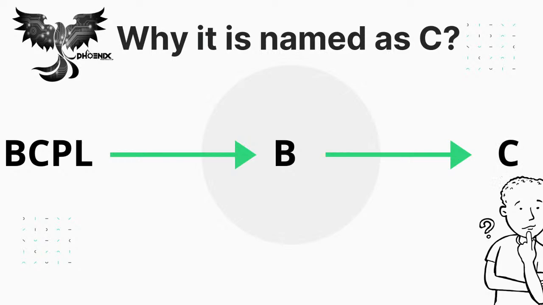Do you think there is a theory behind why it was named so? There is no in-depth definition or importance for why it was named C. This is just the process: after B, the next letter came, so it's named C language.